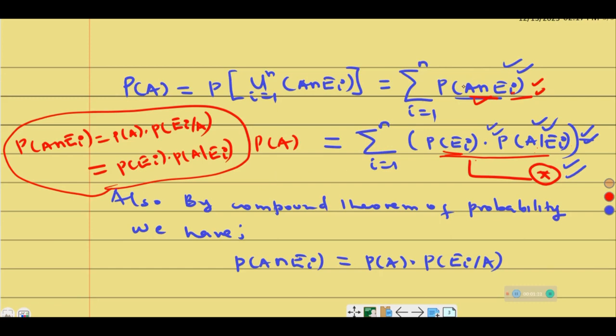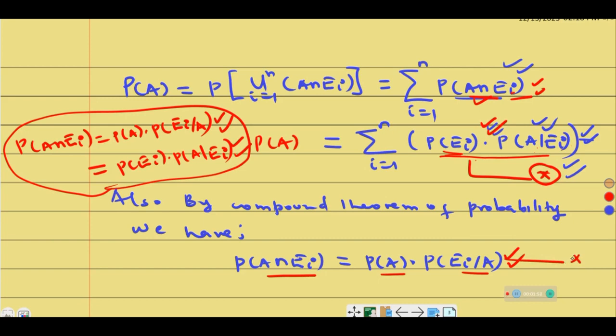We have already seen that the probability of A intersection Ei can be written as the probability of Ei times the probability of A given Ei. We have considered this for that case, but from the compound theorem of probability, we can still write the probability of A intersection Ei as the probability of A times the probability of Ei given A. So using the compound theorem of probability, we are able to come up with this, and at the same time with this.